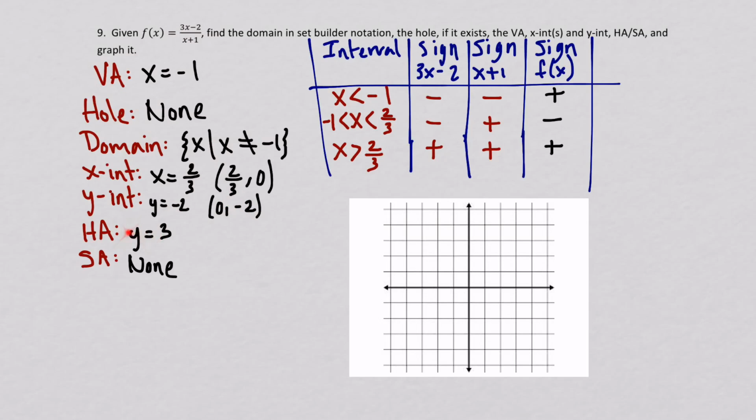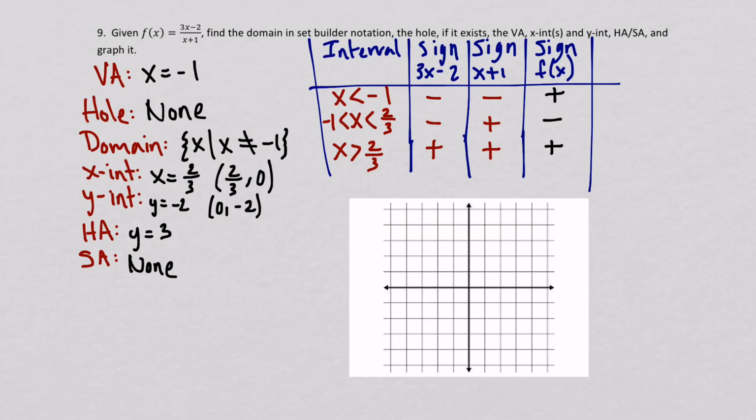The horizontal asymptote is y equals 3 because the degrees are the same, so it's a over b, so 3 over 1. And there's no slant asymptote. Then I did my table of signs here. The intervals are anything before -1 because of the vertical asymptote, between -1 and positive 2/3 because that's the x-intercept, and then after 2/3. Using these two factors, which are basically the numerator and the denominator, I came up with positive, negative, positive for my signs. Okay, so let's put it all together and graph it.